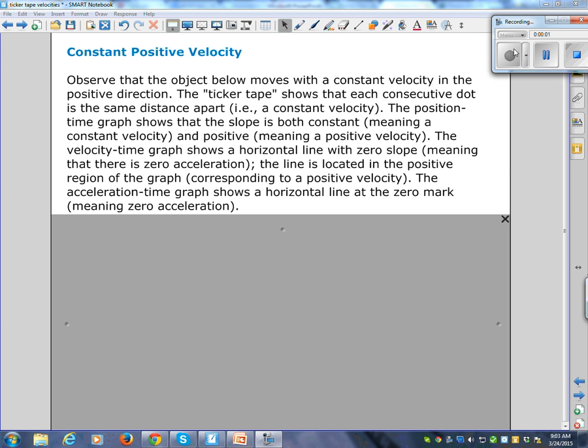I think in the interest of time, I'm not going to read the entire text. It's there if you need it, if you want to refer to it after. Let's just talk quickly about constant positive velocity. Now, you just have a big blank space, right? Okay, so I'm going to draw.